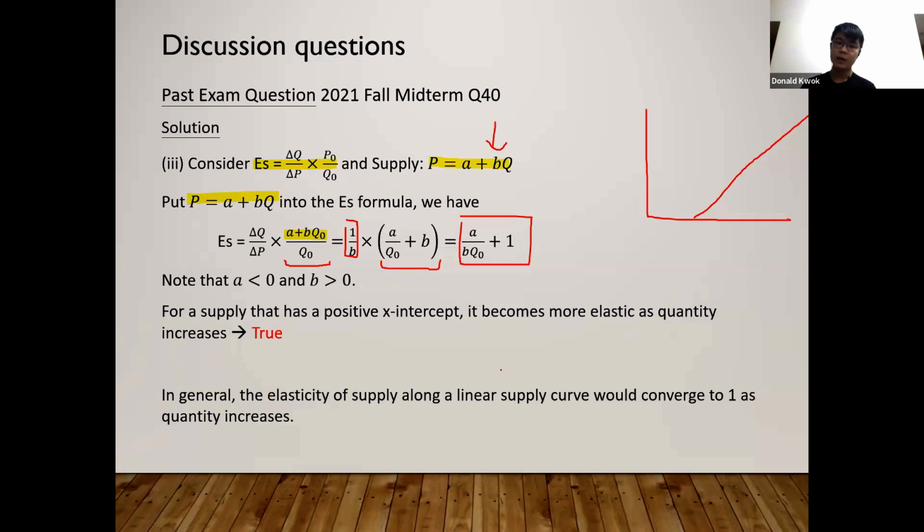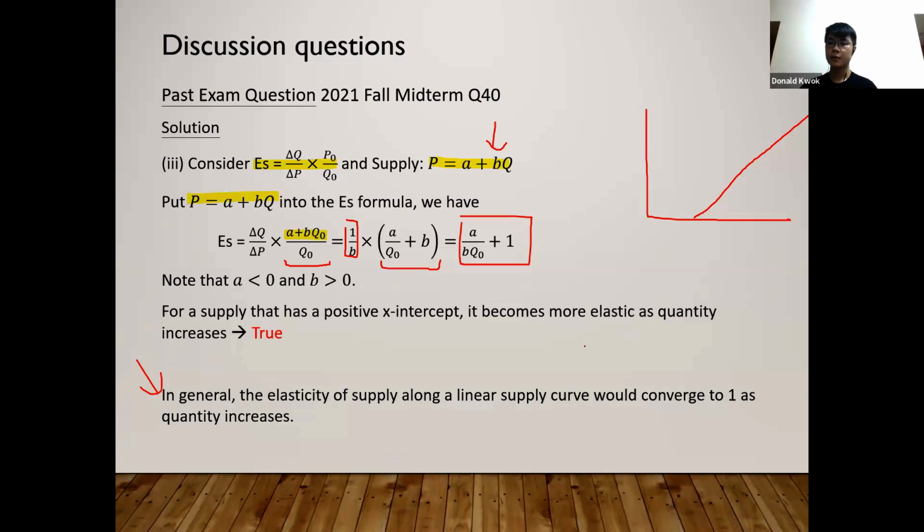All right. And regardless of the intercept of the linear supply curve, we have the following property. When the quantity increases, the first fraction would approach 0. This means that the elasticity of supply will tend to 1 when quantity increases. So we have the following property as I've put down in the last line here.